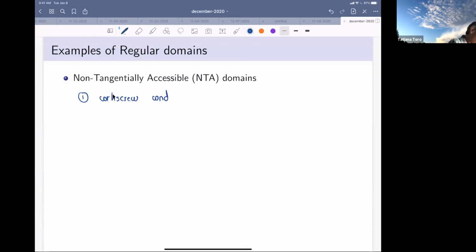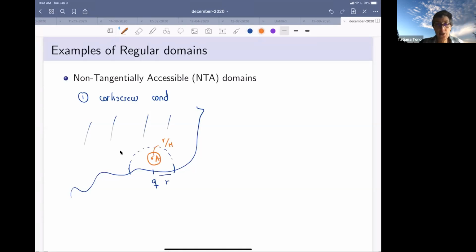And so what's the corkscrew condition? It is the following. You have your domain here. For every point of the boundary and every radius small enough but uniform, when you draw a ball, you can find a point here. And this point has the following property. If this is R, the ball around this point is of radius R over M, and M is fixed.